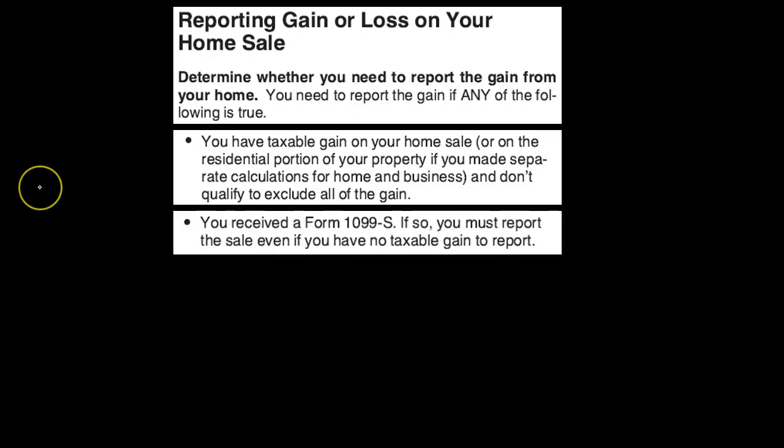Back to the text. You received a Form 1099-S. If so, you must report the sale even if you have no taxable gain to report. So if we got the 1099-S, we're basically going to put it on the return, show it on the return. Note that the 1099-S is also going to go to the IRS. So the IRS is going to see this 1099-S.